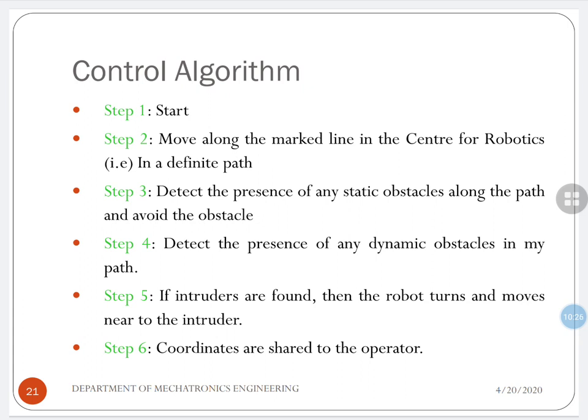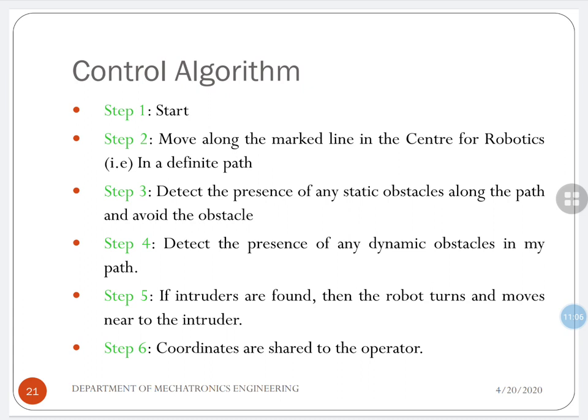So the second step is to detect the presence of any static obstacles along the path and avoid the obstacle. While moving, if there is any static obstacle, it should detect it via the Xbox 360 sensor, and it should be able to drive the motors. If it has to move in the right direction, the microcontroller should drive the right motor at a velocity less than the left motor. So it should be able to avoid the obstacle.